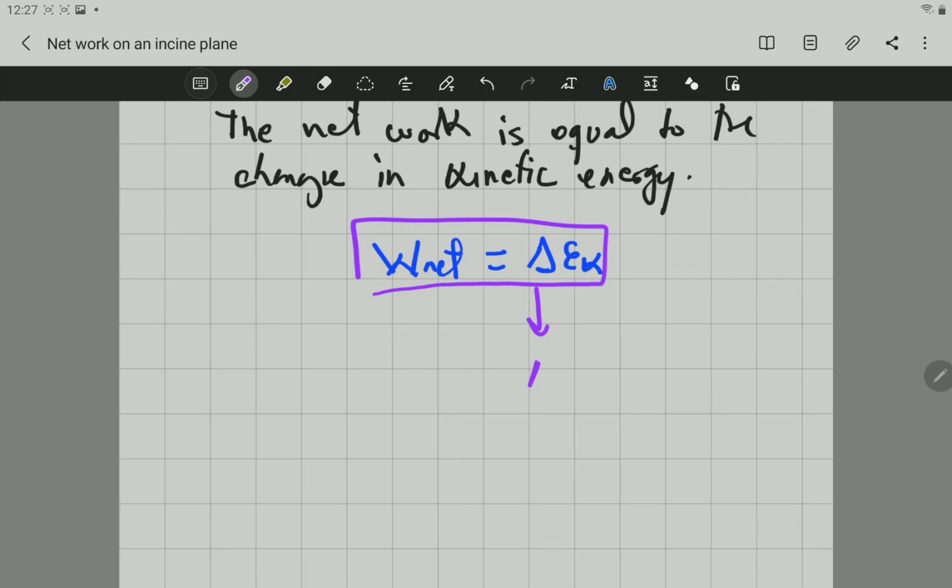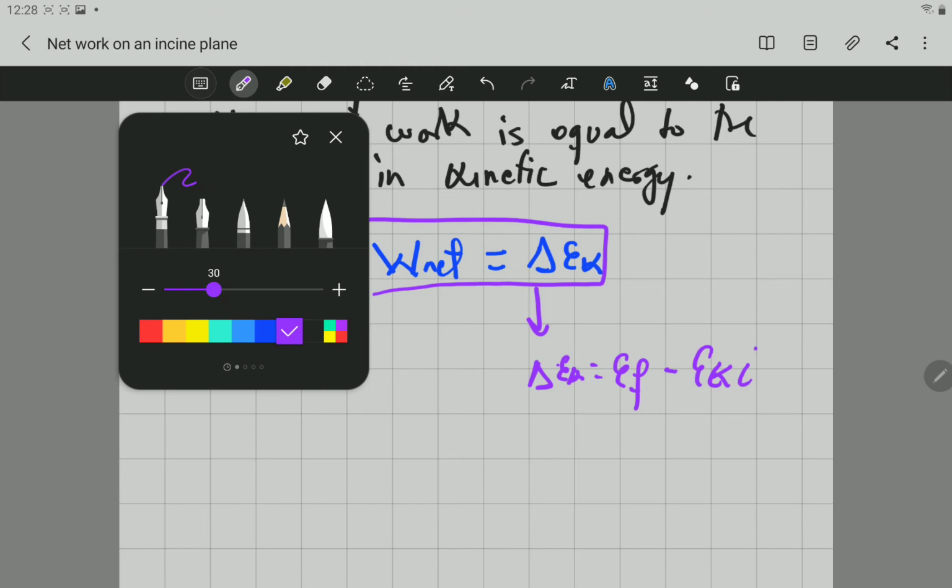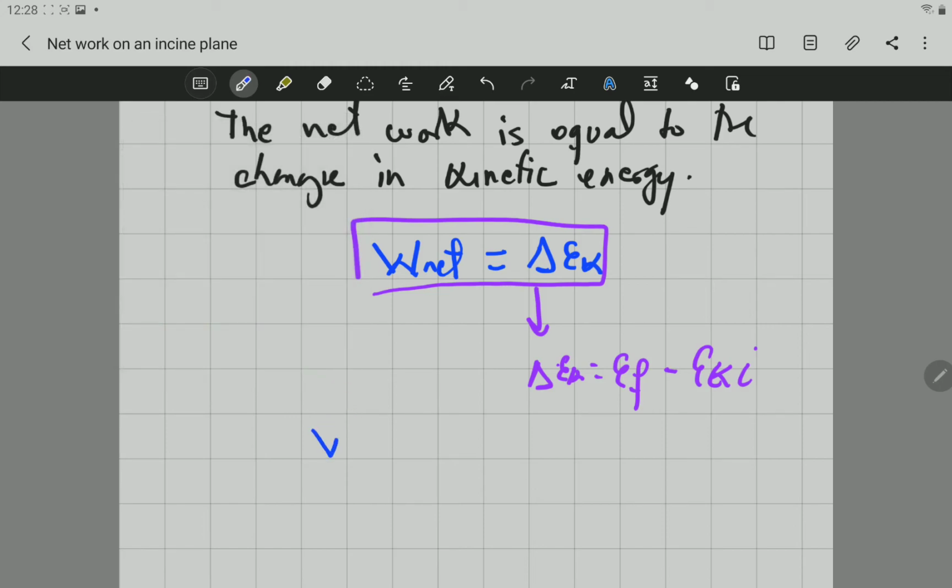Remember, any change in physics is final minus initial. So change in kinetic energy will be final kinetic energy minus initial kinetic energy. Now, if you substitute this into that equation, we have that the net work, or the work done by the net force, is equal to final kinetic energy minus initial kinetic energy.